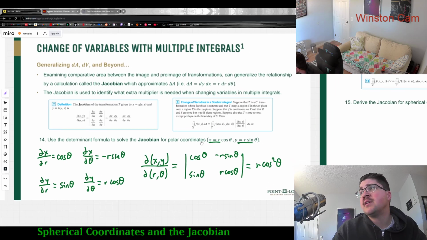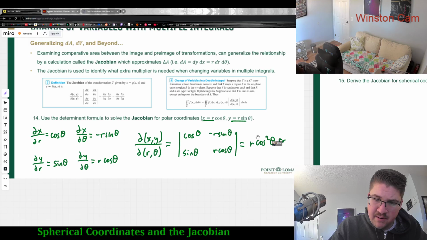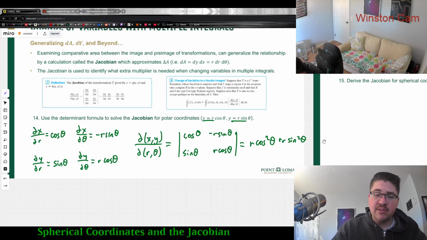Let's move this so you guys can see it. Sorry about that. Minus double negative r sine squared theta. So plus r sine squared theta. And what you notice is, well, we have a cosine squared plus sine squared, factor out the r. This is just going to be r.